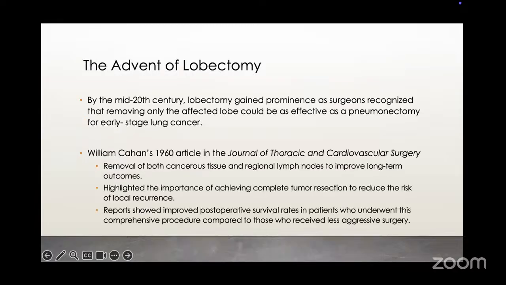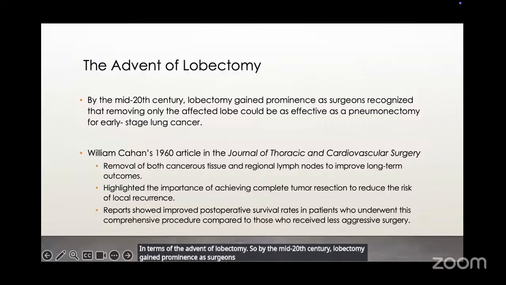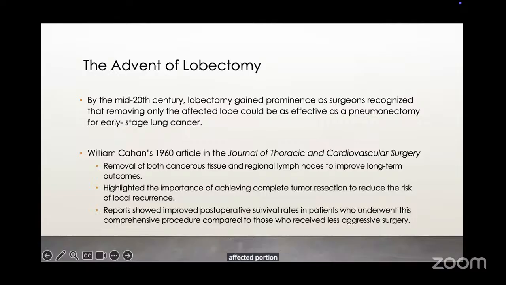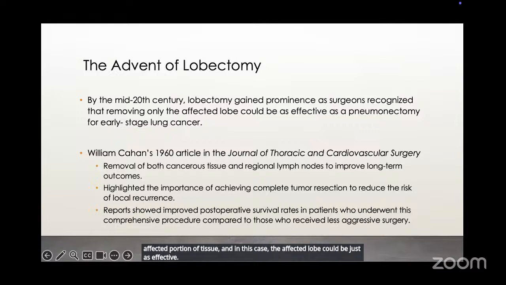In terms of the advent of lobectomy, by the mid-20th century, lobectomy gained prominence as surgeons recognized, and Dr. Hunt had mentioned some of this, that removing only the affected portion of tissue, in this case the affected lobe, could be just as effective as pneumonectomy for early stage lung cancer, as the predominant mode of surgery in the early 20th century was pneumonectomy.